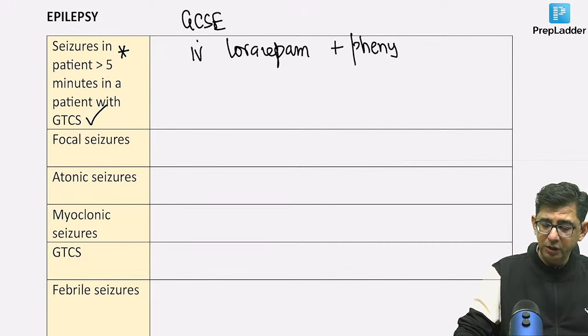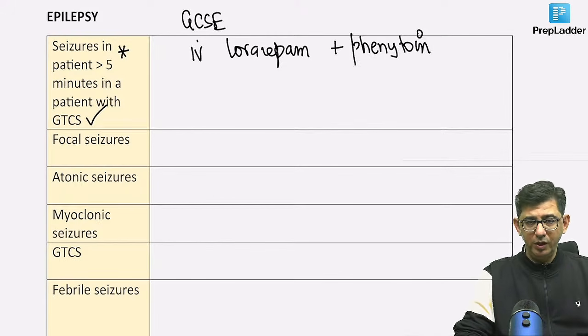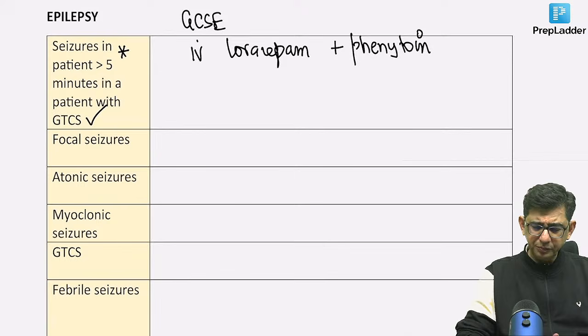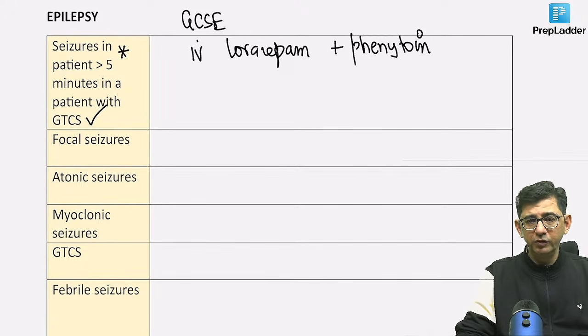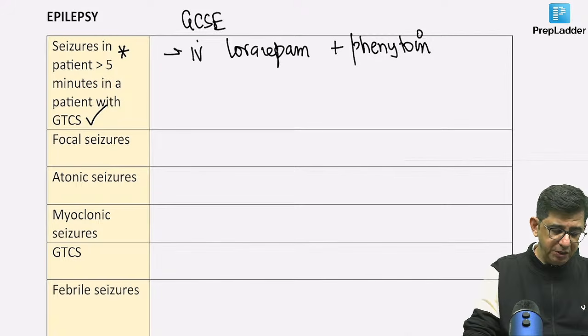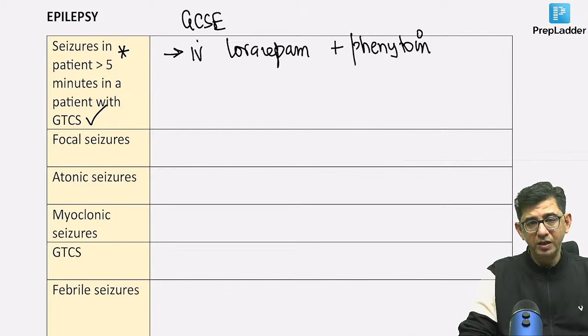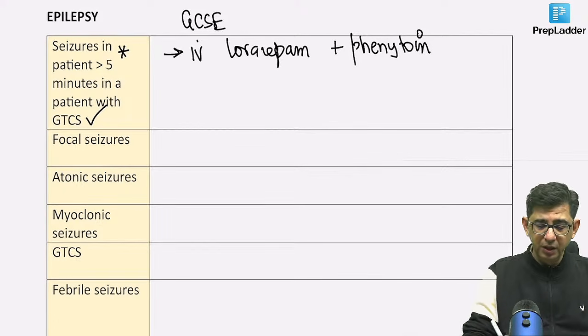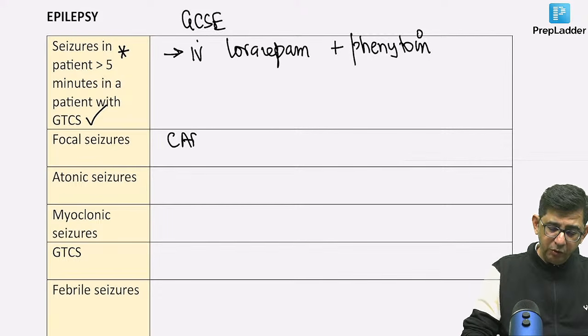Phenytoin is a sodium channel blocker. It will stabilize the excitability of the neurons. So first we give lorazepam and phenytoin, and that should help in control of these episodes, and then we will gradually restart sodium valproate in this person. But at the moment the question is about status epilepticus, where we will have to give lorazepam and a phenytoin drip for this patient. The drug of choice for focal seizures would be carbamazepine.